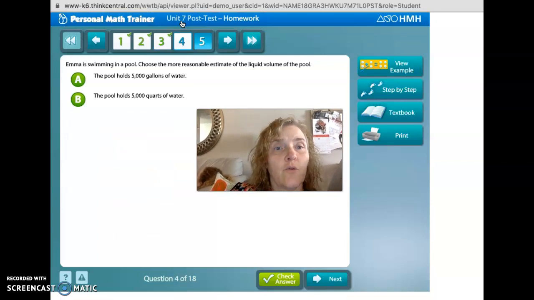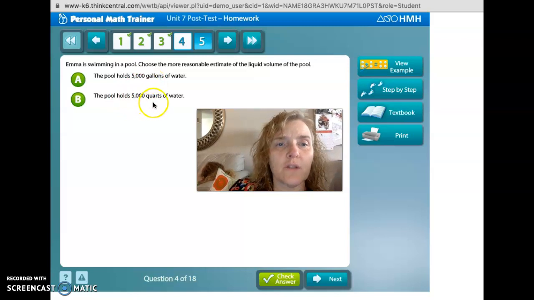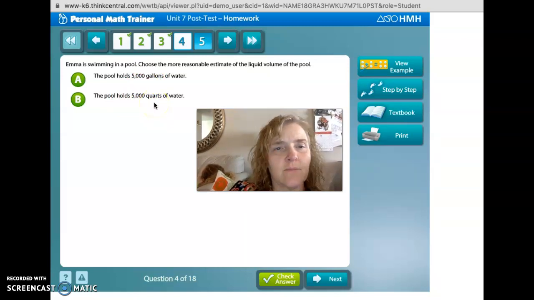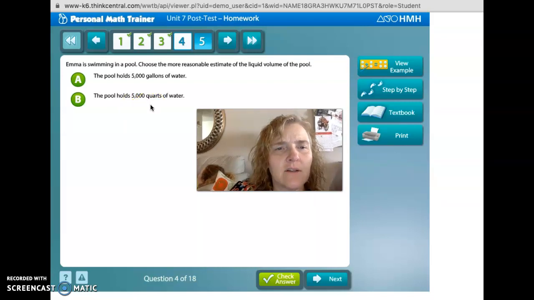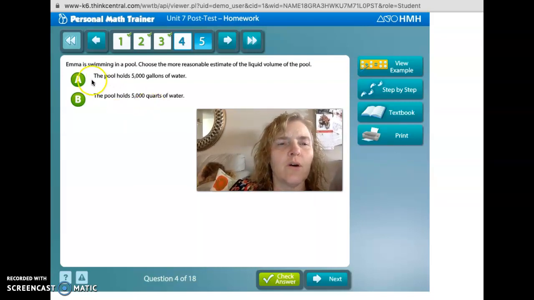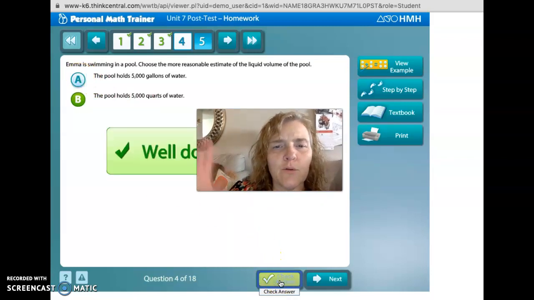Okay, number 4. Emma is in a swimming pool. Choose the more reasonable estimate of the liquid volume of the pool. We've got 5,000 gallons of water or 5,000 quarts of water. Well, 5,000 quarts of water would be a little more than 1,000 gallons because there's 4 quarts in 1 gallon. So I'm thinking that's a pretty small pool. So we want the big pool. Of course, we want the big pool. Do they want the big pool? They do.